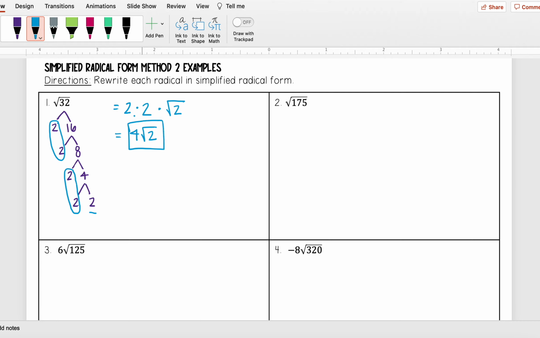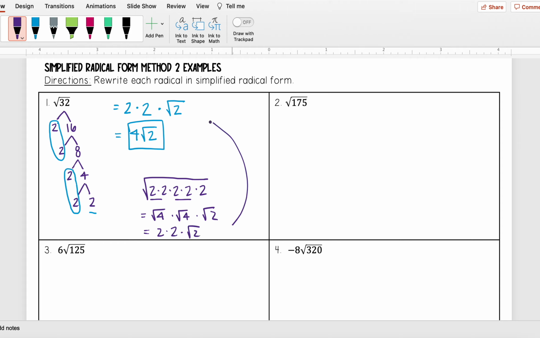And so the reason why we're only taking out 1 pair is because my 32 here can really be written as 2 times 2 times 2 times 2 times 2. I had 5 2's. And with these pairs, that means this is really the same thing as the square root of 4 times the square root of 4 times the square root of 2, which square root of 4 is 2. And so we see we're back where we started. So that's why for each pair, you only take 1 out in front.